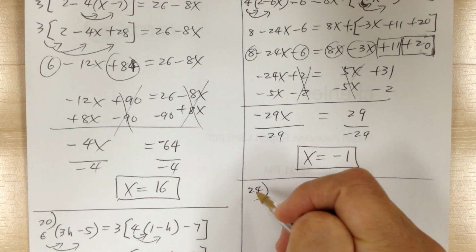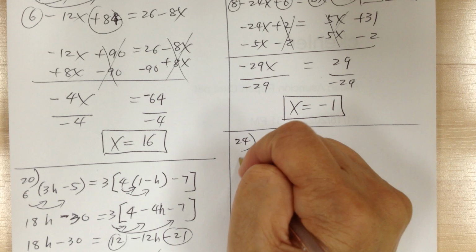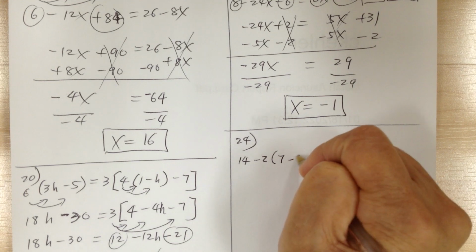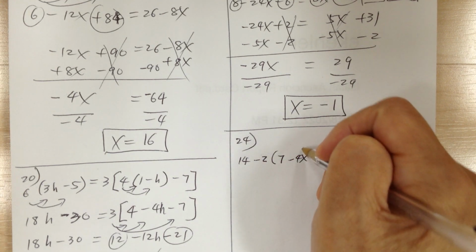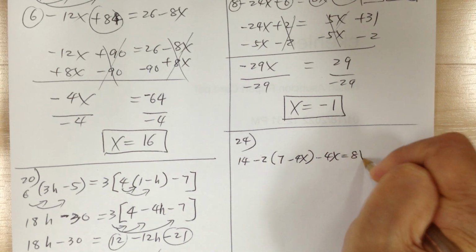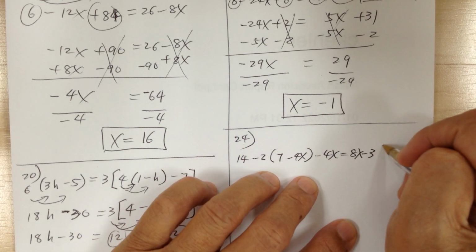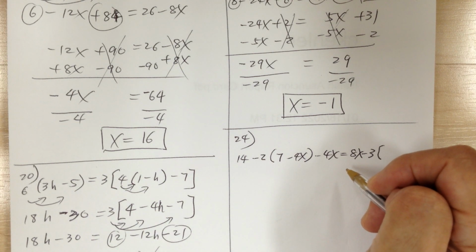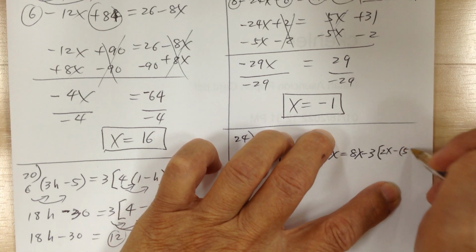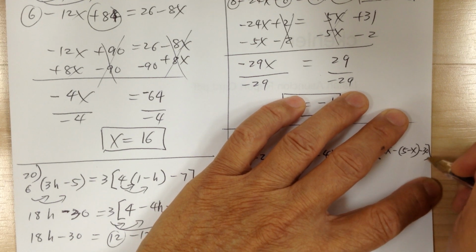Okay, let's go to 24. So we got 14 minus 2(7 minus 4x) minus 4x equal to 8x minus 3. This one has a lot of stuff. You got a bracket, then you got 2x minus (5 minus x) minus 30, then bracket.